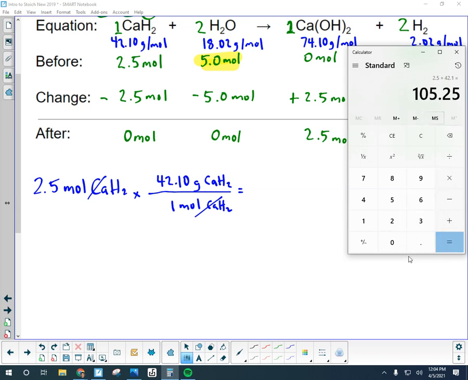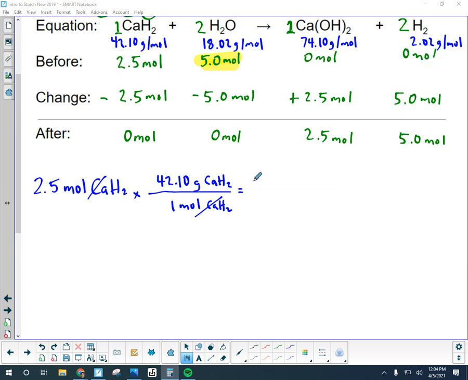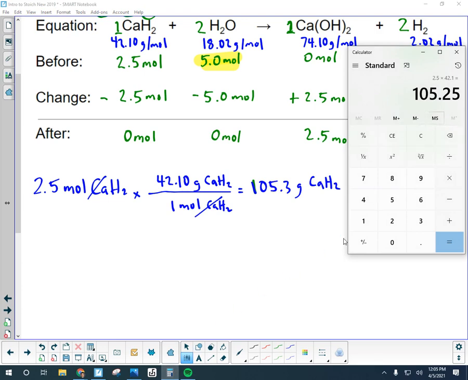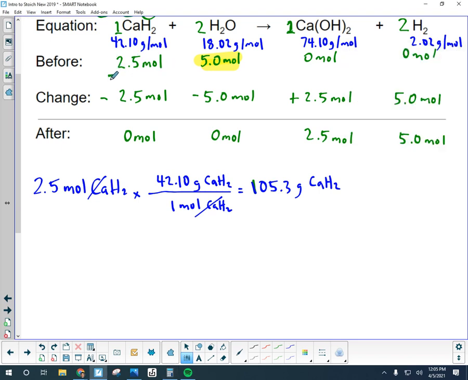It's 105.25. And again, my rule of thumb is just go to the tenths place and then add up to the tenths place. So I'm going to report that as 105.3 grams of CaH2. So again, just rounding that here. And again, that is equivalent to 2.5 moles of CaH2. So I can do a little equal sign. Okay. I want to do the same calculation for each other substance.